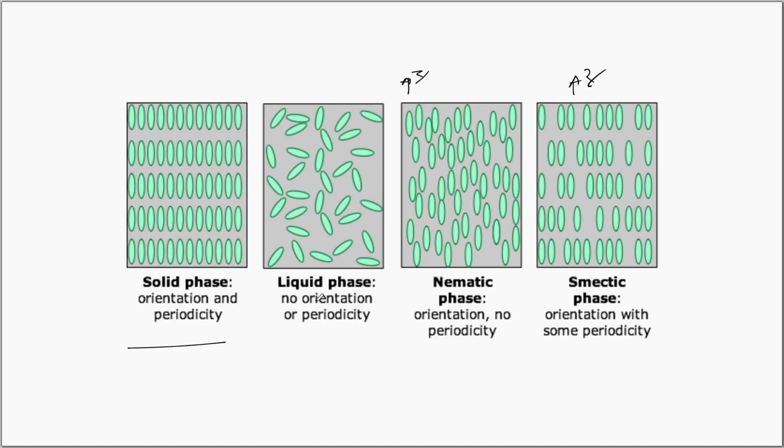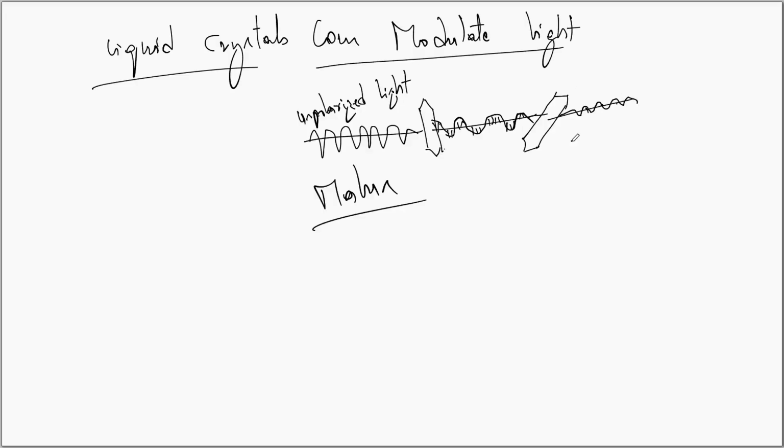In a solid, we see that positional and orientational order exists. In a liquid, neither positional nor orientational order exists. In a nematic phase, orientation is possible but there is no periodicity. The molecules are oriented in one particular direction. In the smectic phase, orientation with some periodicity is present. Liquid crystals have one interesting parameter, that is, they can modulate light.